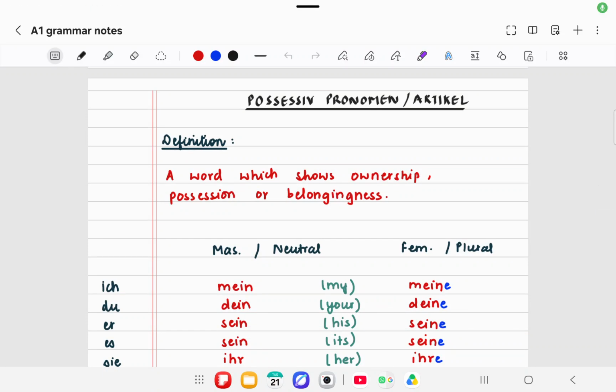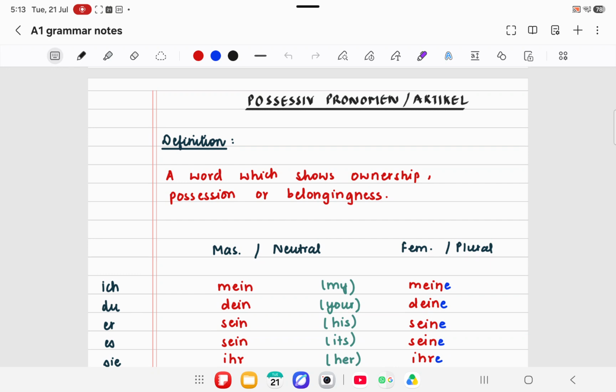Guys, in today's class we are going to talk about possessive pronouns. Sometimes you might see that some people call them possessive articles also. Both of them are the same thing. Starting with the definition, what is a possessive pronoun? As the name suggests, these pronouns or articles show some type of possession.